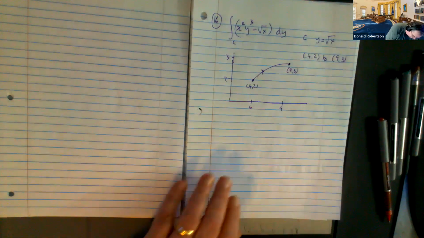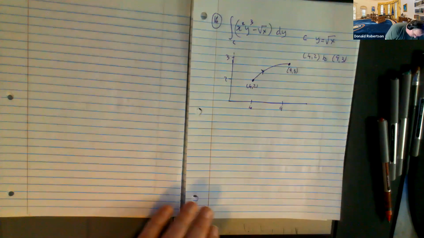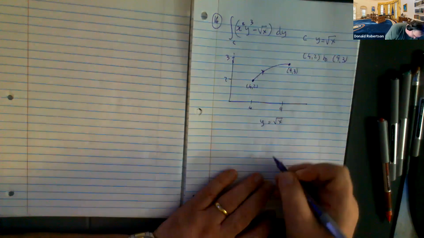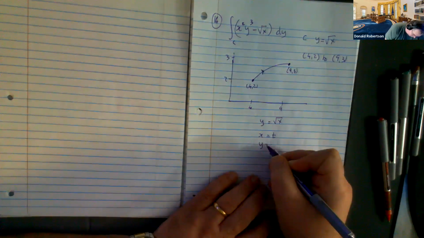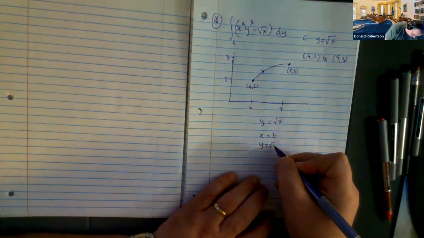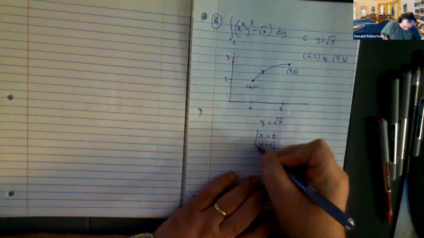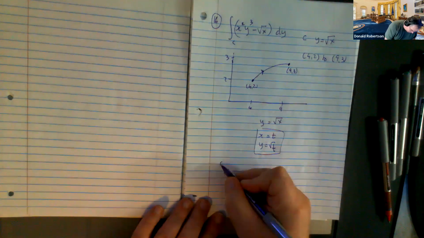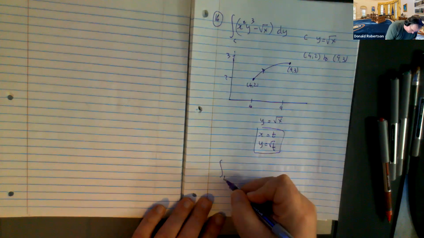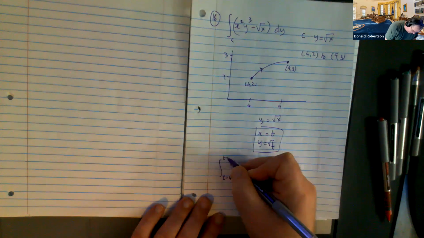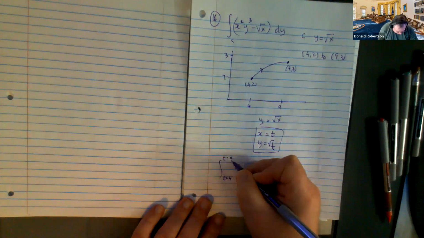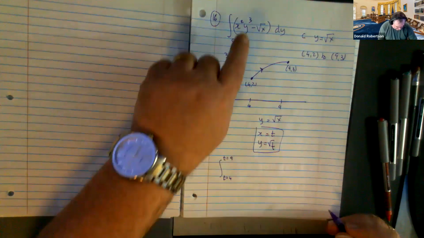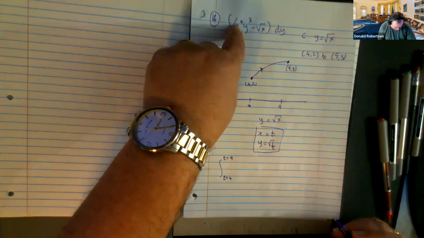Well, since I know that guy, x equals t, y equals the square root of t. It's going to be the parametric form. The integral is going to go from t equals 4 to t equals 9. So I got that right this time. Each of these guys is going to be turned into t's, including that guy.